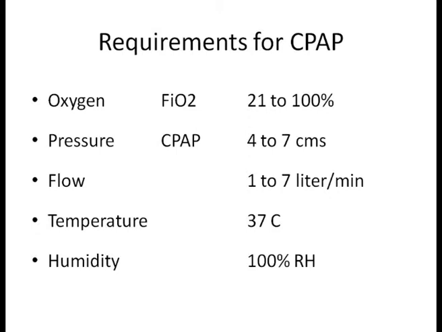Pressure which we can give for a baby on CPAP can vary from 4 to 7 centimeters. This is a continuous positive airway pressure, and this helps in maintaining the functional residual capacity. To generate the pressure, we need to give flow of gases. The air oxygen mixture has to flow into the circuit to generate pressures.